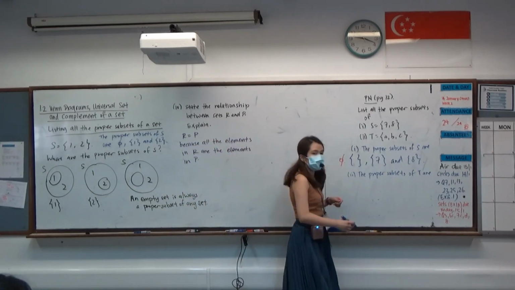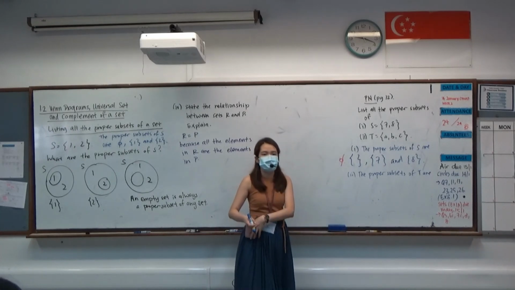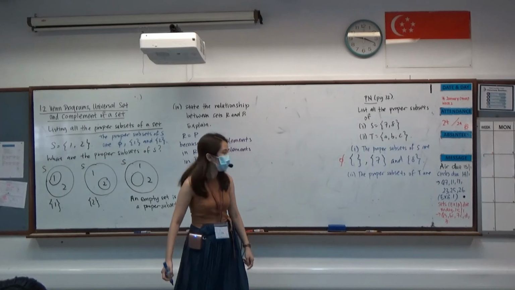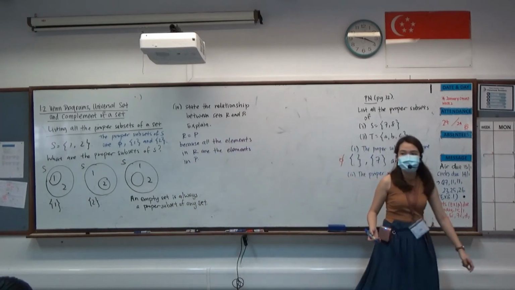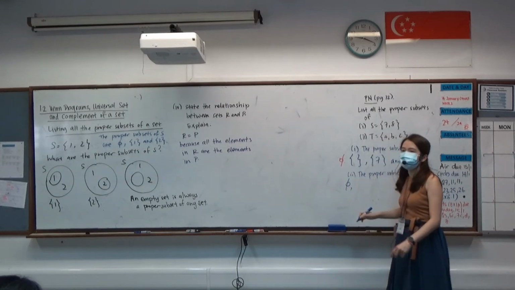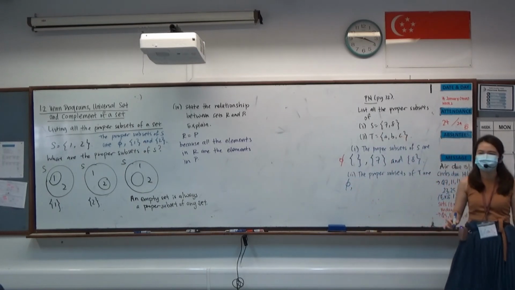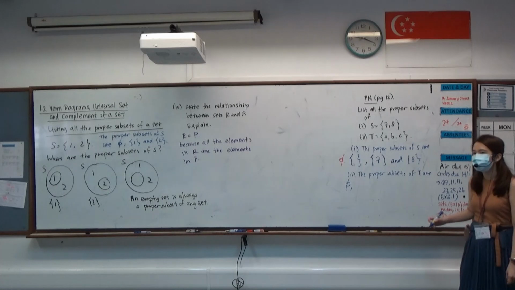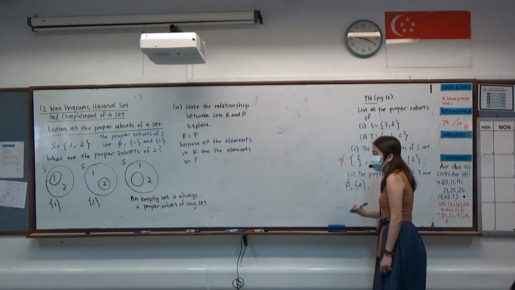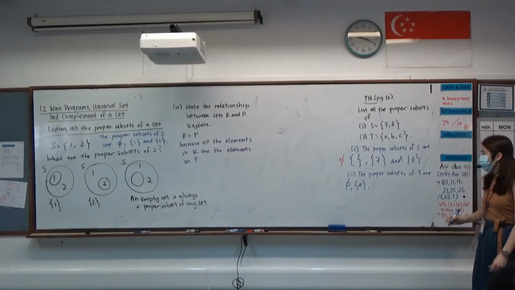Okay, what about part 2, the proper subsets of T? Could you give me one of the proper subsets? I'll give the easy one, empty. Okay, you give me the more difficult one. A, is it? Okay, a set containing A. Alright, I think there are many, right?